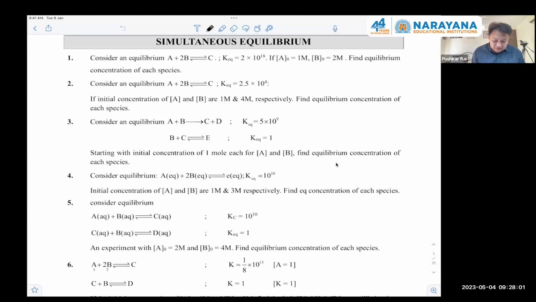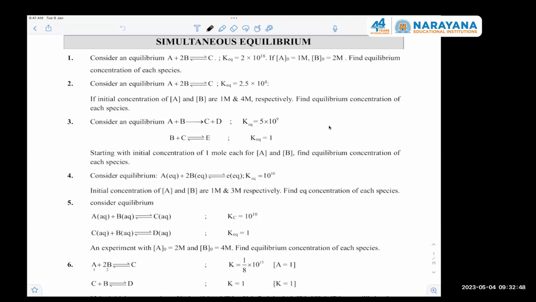equilibrium with E. K equilibrium for the first reaction is 5 into 10 to the power 9, and K equilibrium for the second is equal to 1. Starting with initial concentration of 1 mole each of A and B, find the equilibrium concentration of each species. I will share this file with you, but now in the class, let us try this question.